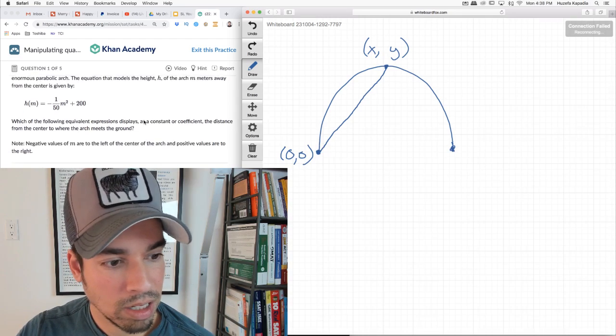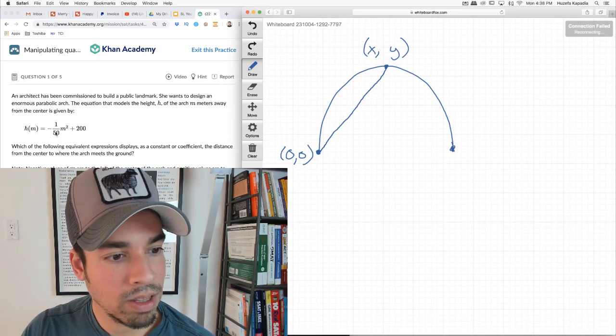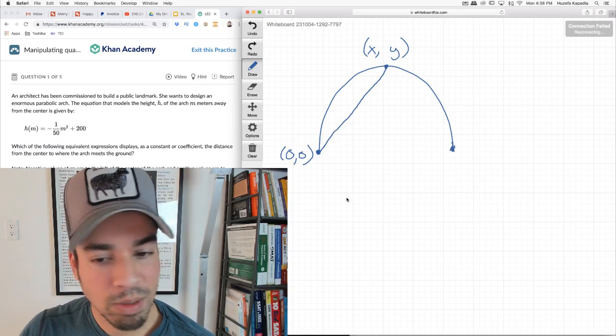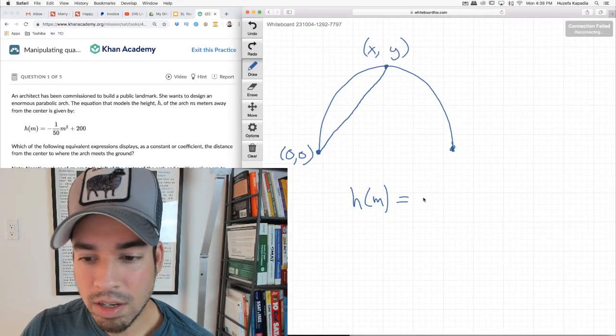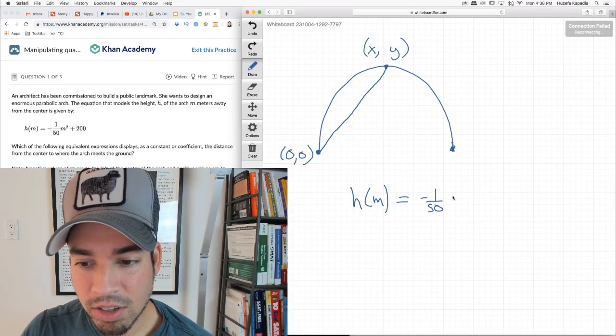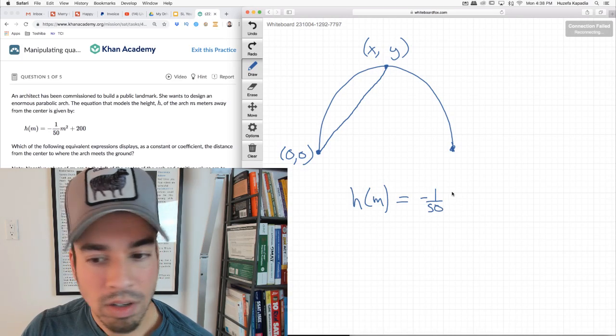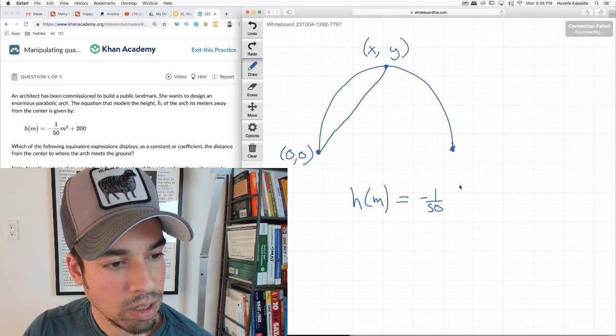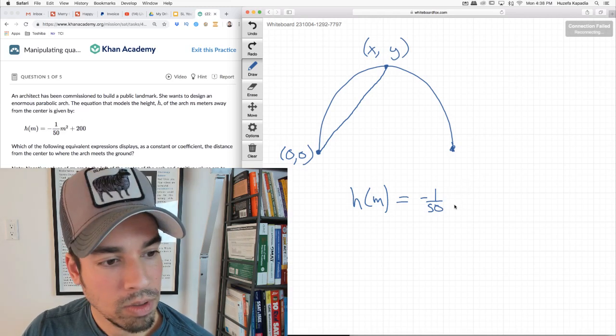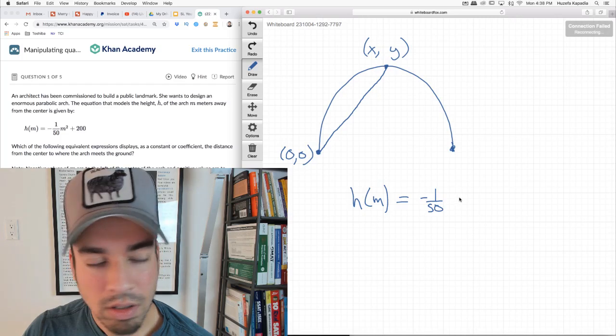So this is pretty complicated. Let's make sure I'm doing this right. If I want to find the vertex, what I'm going to do is put this in vertex form first. h(m) equals negative 1/50th. I'm going to factor this out times, let's see, m squared. Do I need to complete the square here? We do m squared. Hold on.